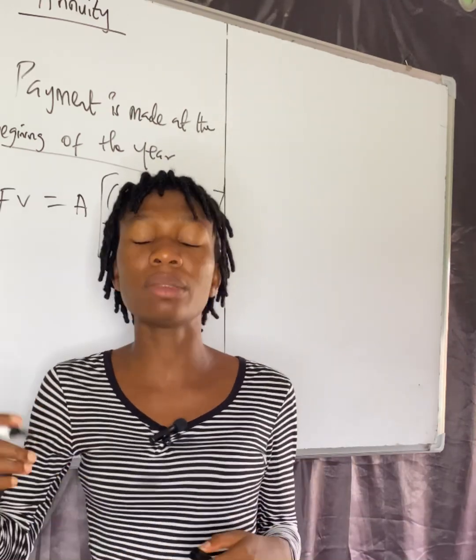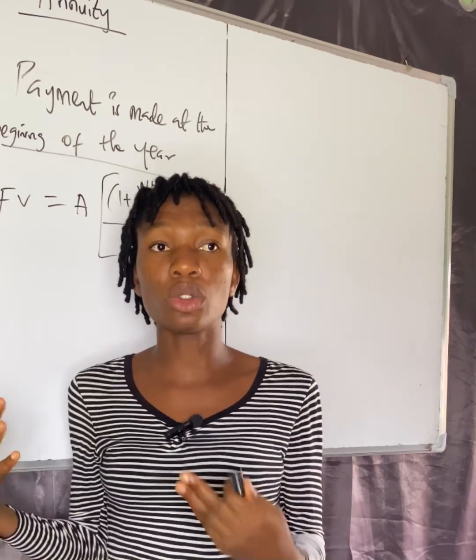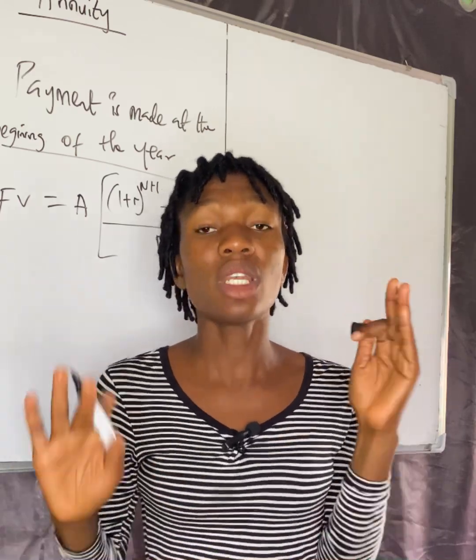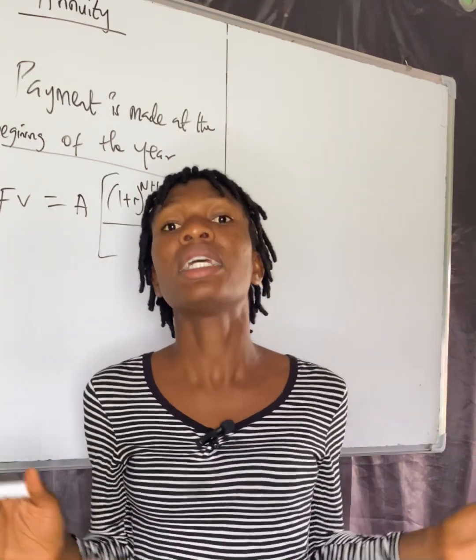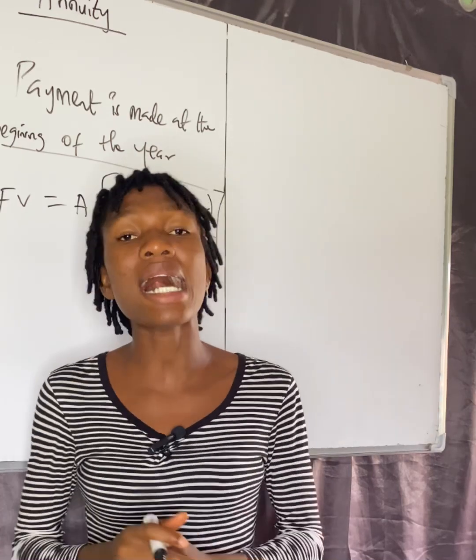We are still making that equal payment of 5,000 naira, but in this case at the beginning of the year, for 5 years, and the interest rate still remains the same, 15%. So let's see how much we are going to be having at the end of 5 years, in this case where payment is made at the beginning of the year.